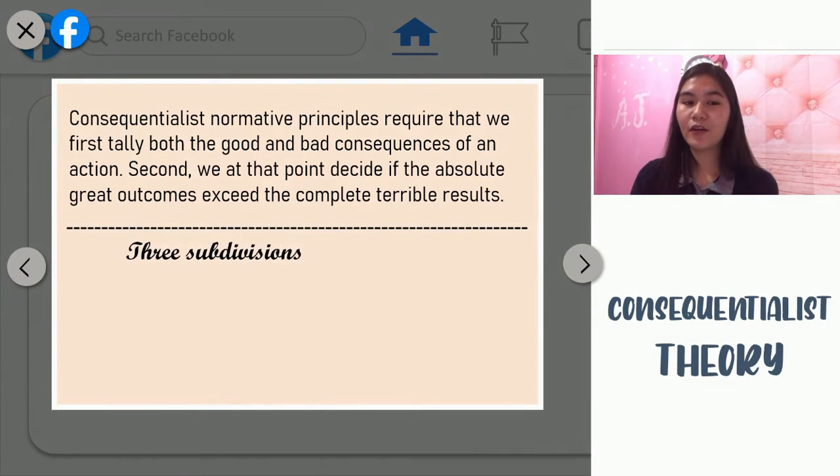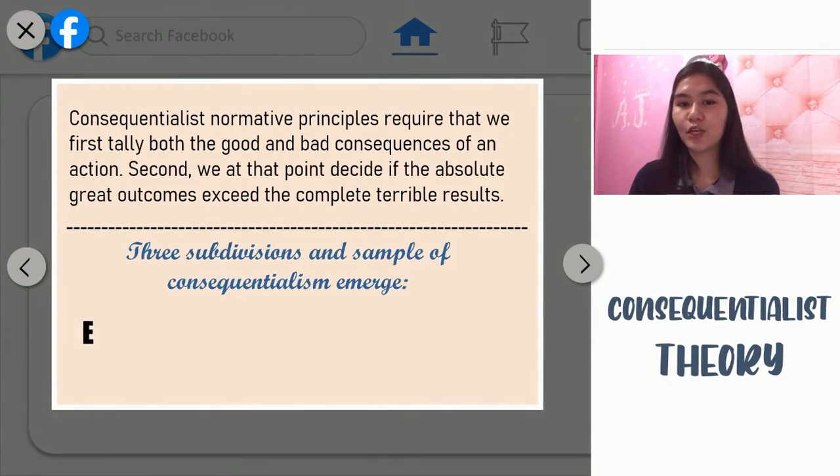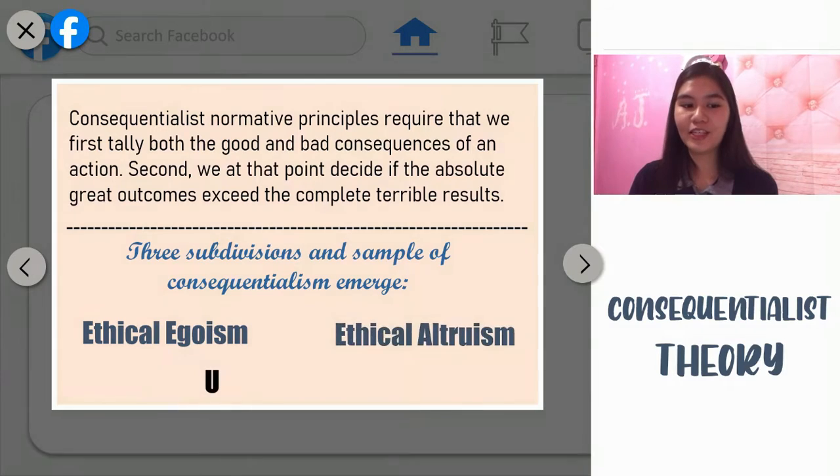In consequentialist theory, three subdivisions of consequentialism emerge. First, ethical egoism. An action is morally right if the consequences of that action are more favorable than unfavorable only to the agent performing the action. Second, ethical altruism. An action is morally right if the consequences of that action are more favorable than unfavorable to everyone except the agent. And lastly, the third, utilitarianism. An action is morally right if the consequences of that action are more favorable than unfavorable to everyone.